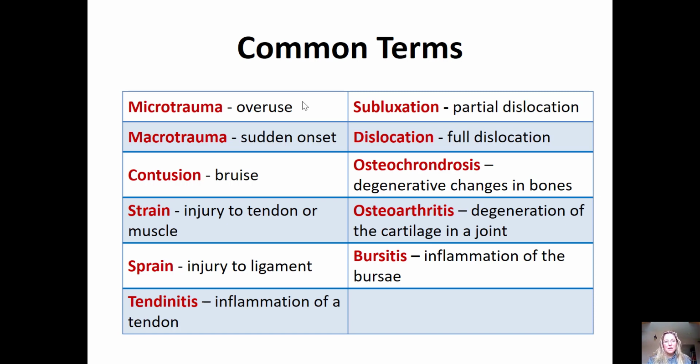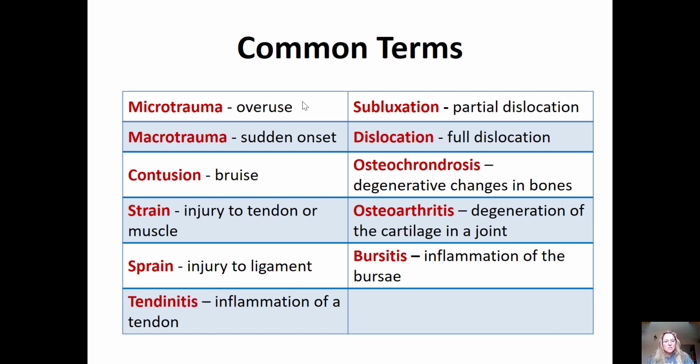Whereas a macro trauma, on the other hand, is a sudden onset. So for example, I was walking down the road and I took a step and my ankle turned and I sprained it. Okay, so a sprain is a result of an abrupt, sudden onset. So taking that wrong step off the curb and I turned my ankle the wrong way, and that caused that macro trauma, which is the sprain. So a contusion would be a bruise. So we have bruising that occurs all over our body when we hit it, so contusions.